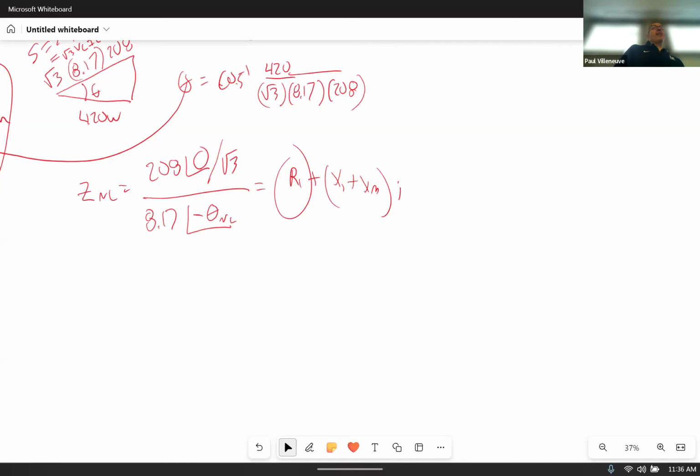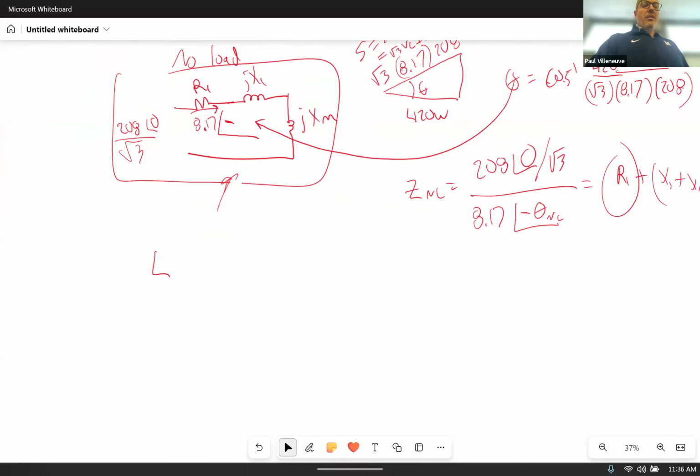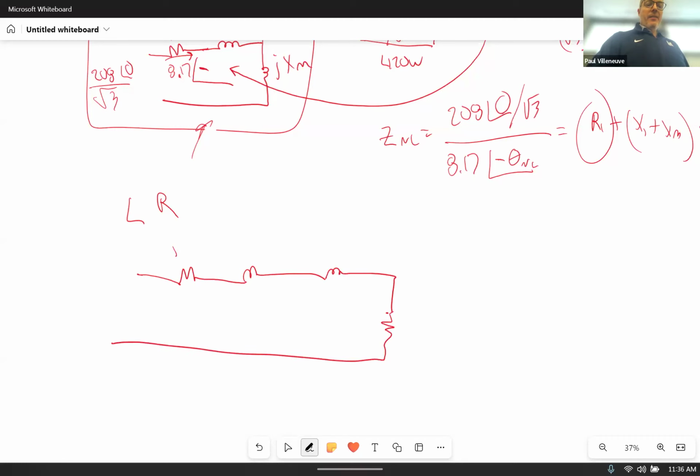All right, so now we have X1 plus XM, but we still don't have the ability to calculate. So we're going to have to do our locked rotor test. And if you look at our locked rotor test, all that gives us is this R1, R2, jX1, jX2. The voltage is 208 at an angle of 0.